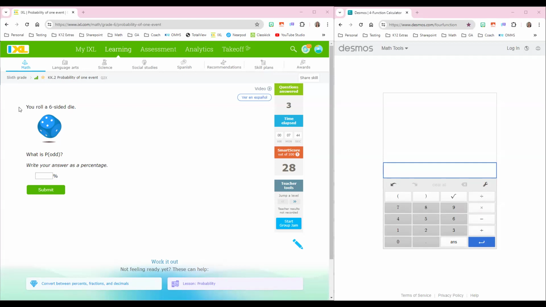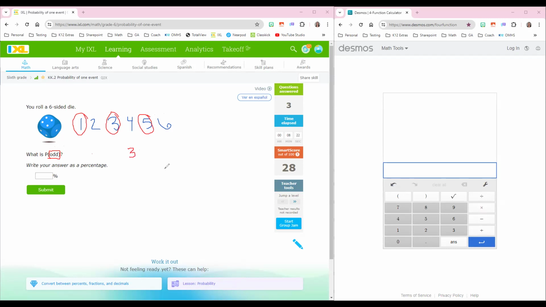So if we have a six-sided die, if we look at this, we can see three of the sides, but each side has a different number. So we have the numbers 1, 2, 3, 4, 5, and 6, and each side has a different number on it. And we want the probability that you're going to have an odd number. Well, when we look at our numbers here, 1 is odd, 3 is odd, and 5 is odd. So 3 of those numbers are odd.